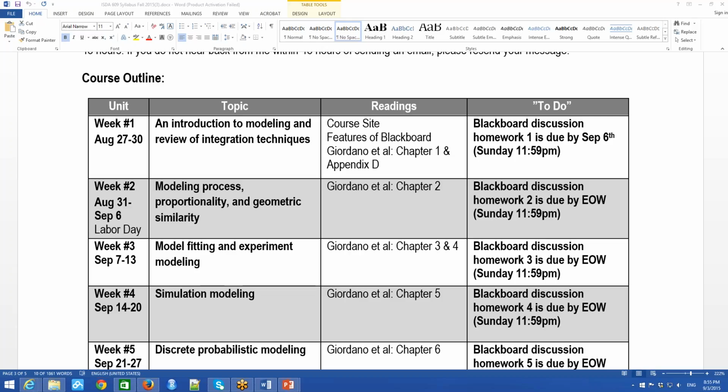Yes, you can choose any 3 problems out of all the assigned problems. For homework 1, you need only to choose 3, and for homework 2, you only need to choose 3.